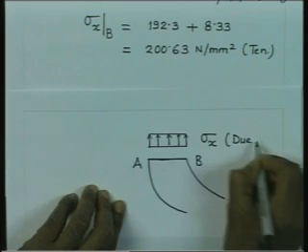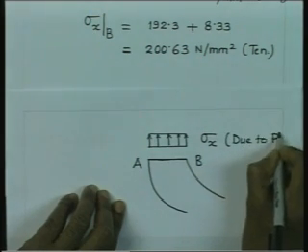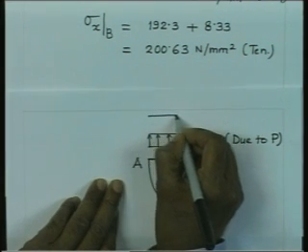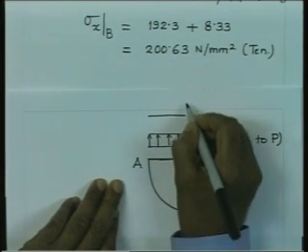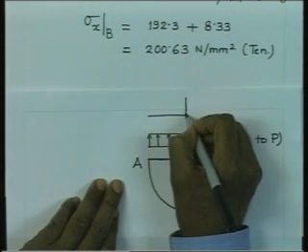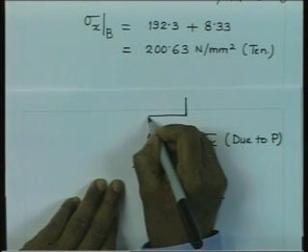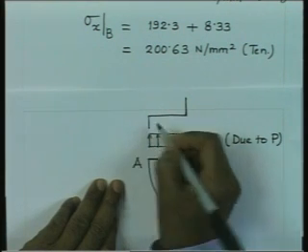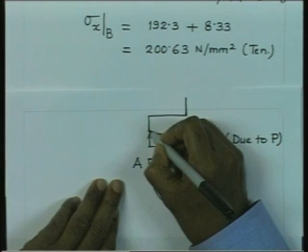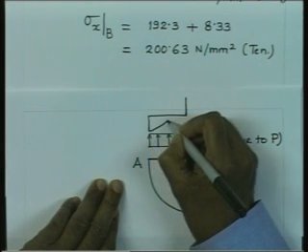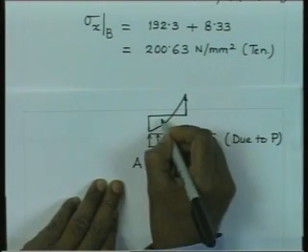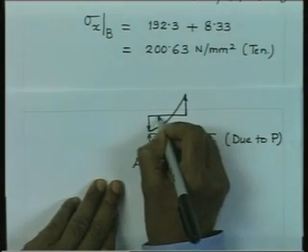due to direct P, and the bending stresses, we are going to get the tensile stress at the inner fiber and compressive stress at the outer fiber, and this is the variation of the stress. So, this is tensile, here it is compressive.